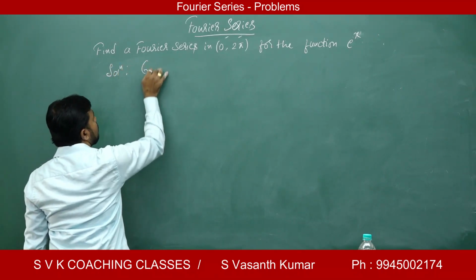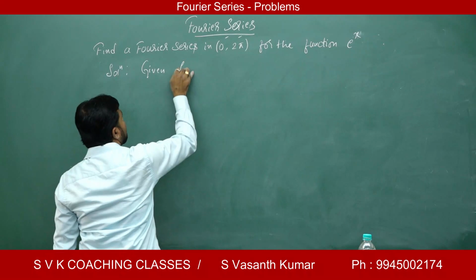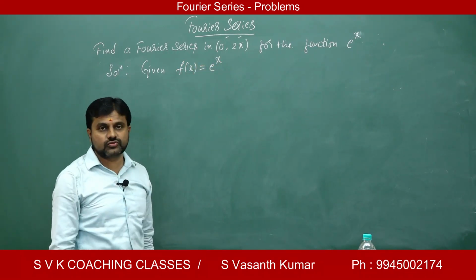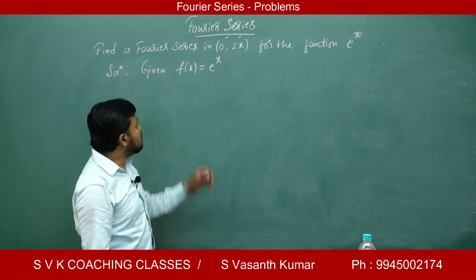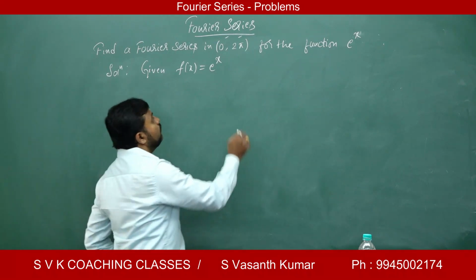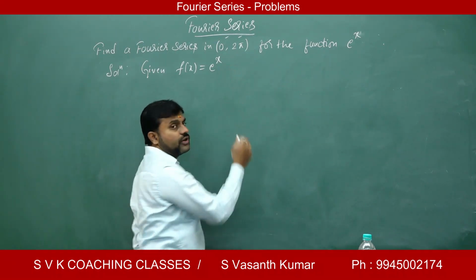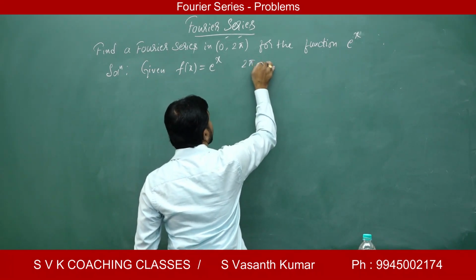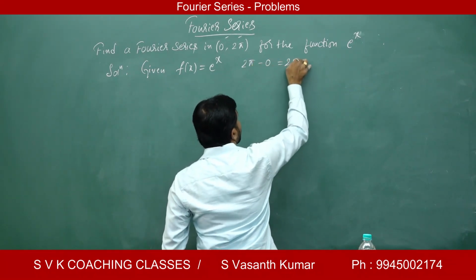So the given function is f of x equal to e power x. Now we should find the periodicity. Upper limit 2 pi minus 0, which is equal to 2 pi.